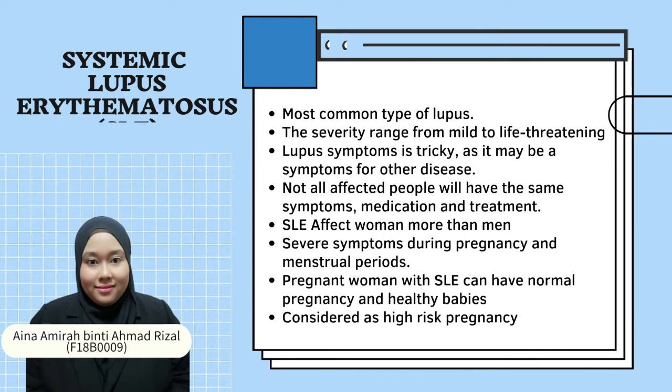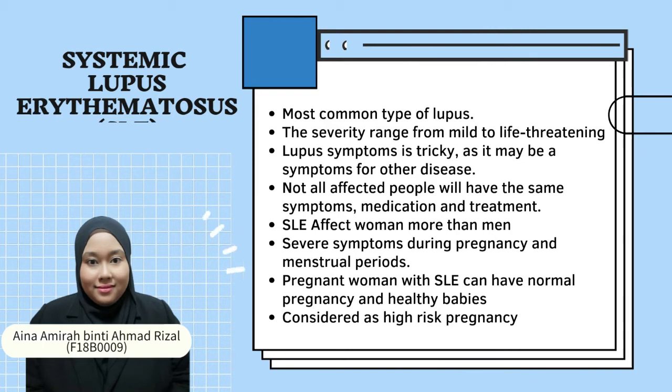Today, I'm going to talk about systemic lupus erythematosus or SLE. SLE is the most common type of lupus, with severity ranging from mild to life-threatening. The SLE symptoms are tricky as they may be symptoms of other diseases. Not all affected people will have the same symptoms, medication and treatment.